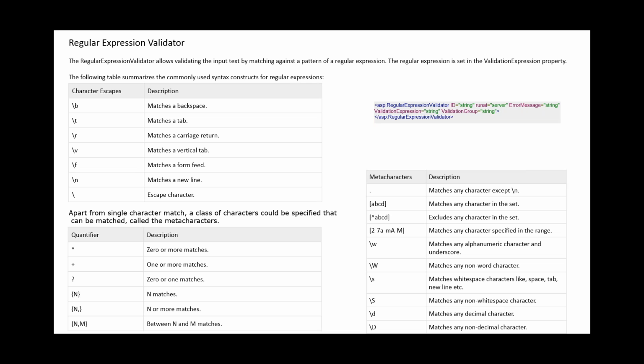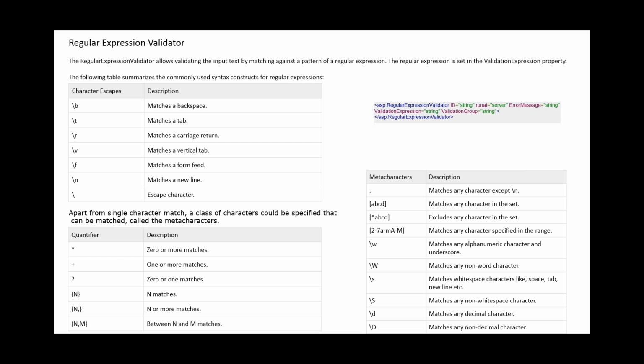Regular expressions are a big subject again. For example, I have given a few things. If you give a backward slash and b, it matches a backspace. Slash t means a tab, slash r means carriage return, a new line, and slash n is also a new line. Slash f matches form feed. Slash v means vertical tab. Slash e means escape character.